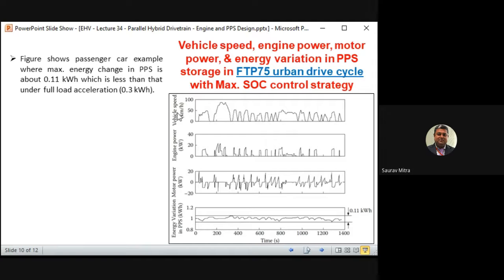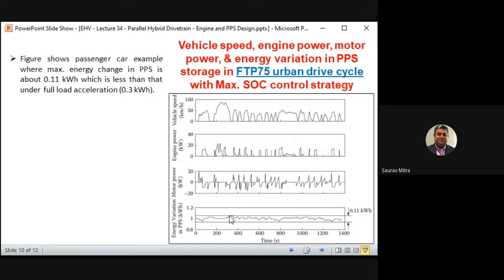The first characteristic is vehicle speed, the second is engine power, the third is motor power, and the fourth is energy variation in PPS. The energy variation in PPS goes up and down. Here the PPS is getting discharged, and whenever the PPS comes to the lower point, the engine is started again and actually charges the PPS. Or this can happen through regenerative braking also. So this is the point, the PPS top line.